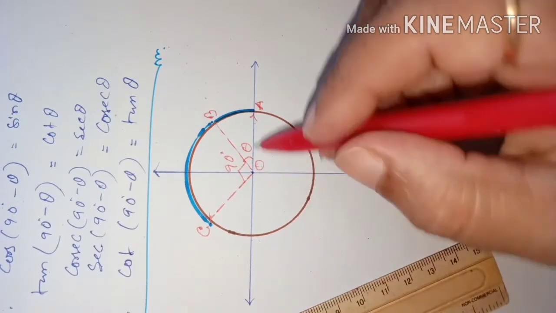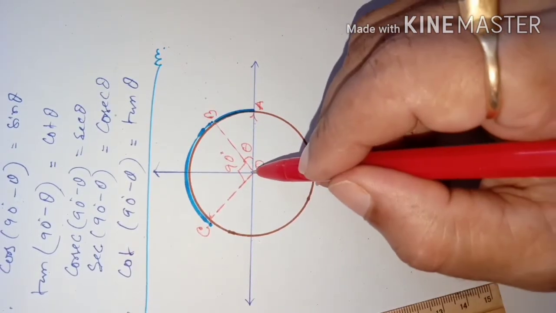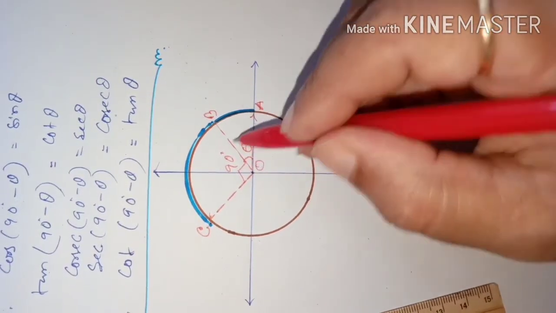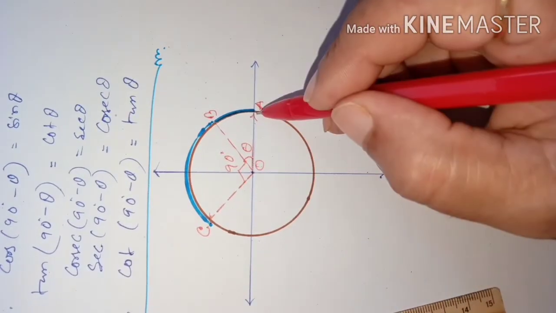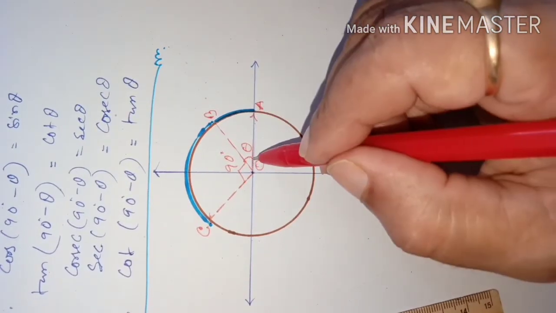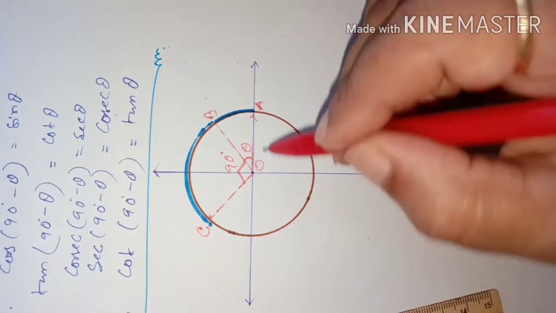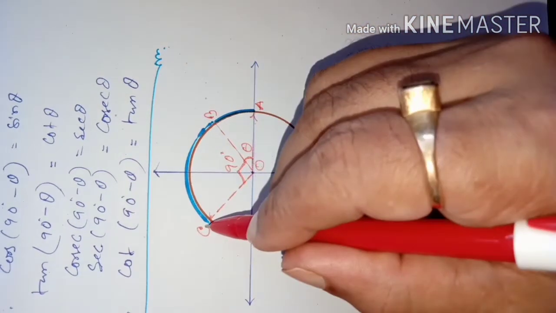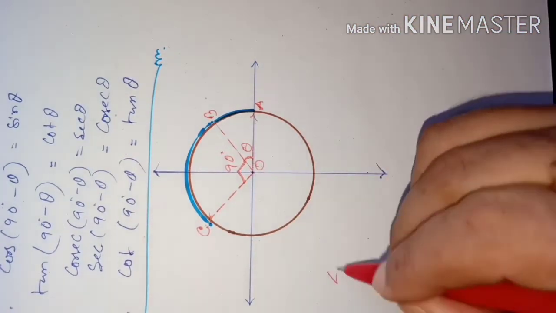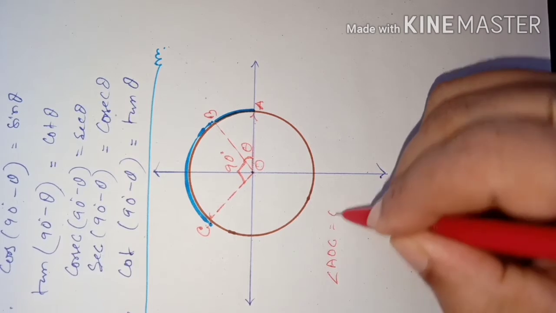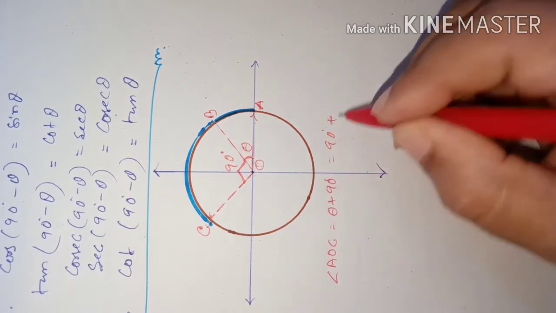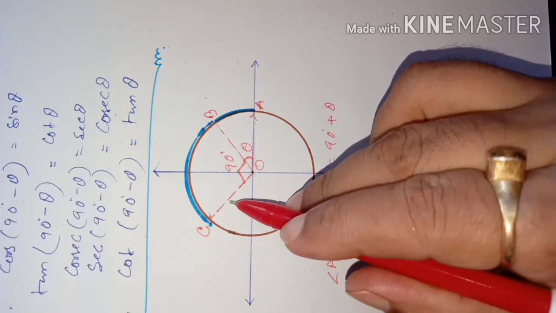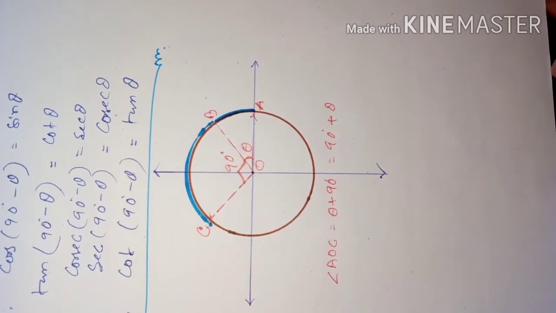Then what is the rotation of this ray from the first initial position to this final position? That will be theta plus 90. That is, this angle AOC will be equal to theta plus 90, or you can say 90 plus theta. Now for this 90 plus theta angle, let us think of writing the trigonometric functions.